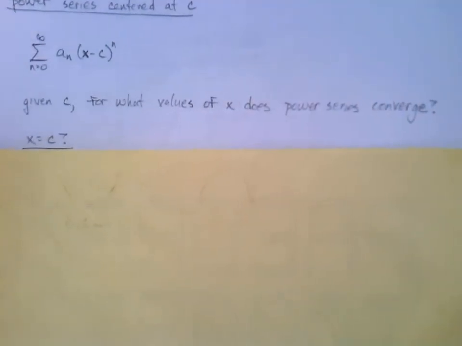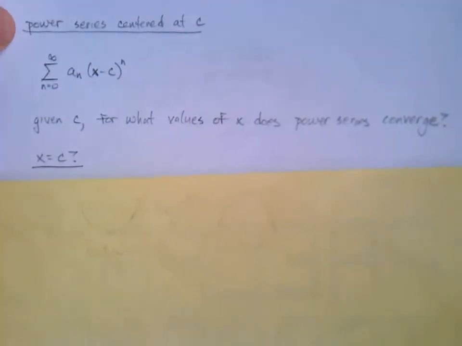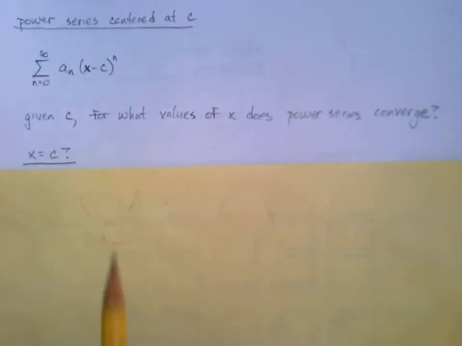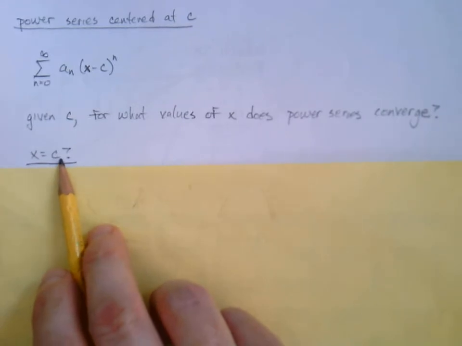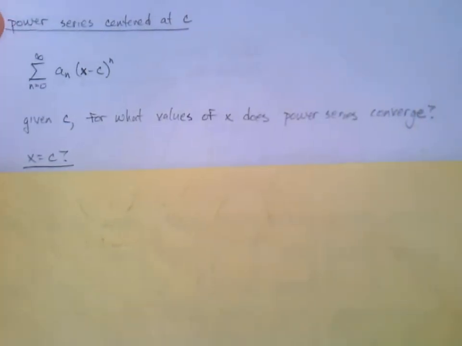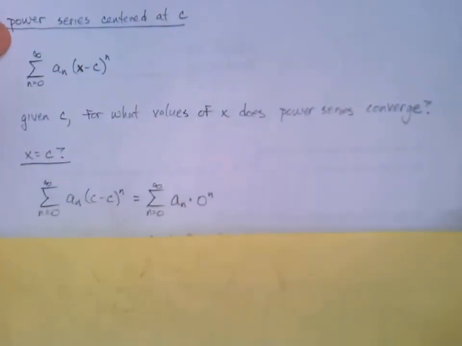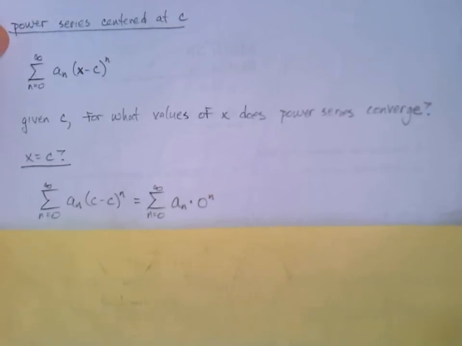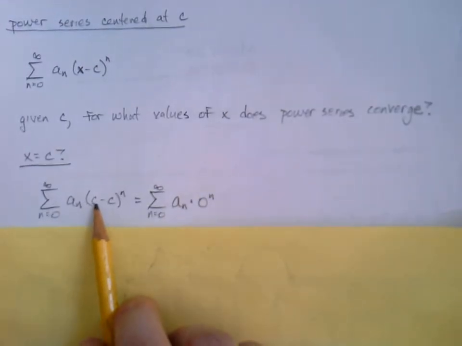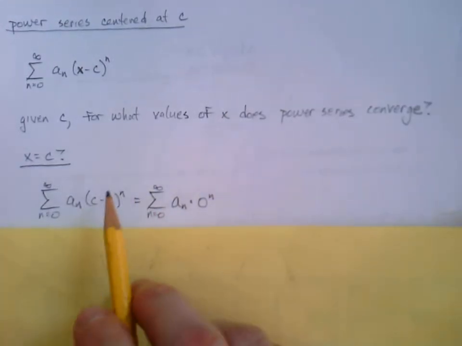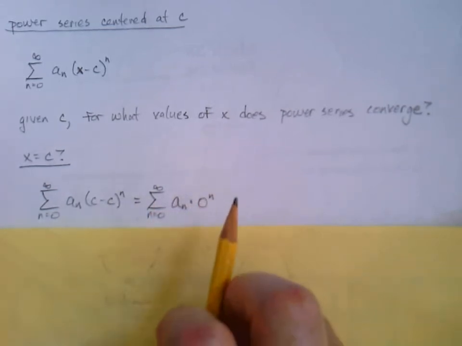So let's investigate. Hey, what if we just take x to be c itself? What would happen at c itself? Here's what we're going to do. We're going to take c, and we're just going to plug it in there for x in our power series. Okay, so if x equals c, let's just see what happens. Well, that's going to be 0, 0 to the n.